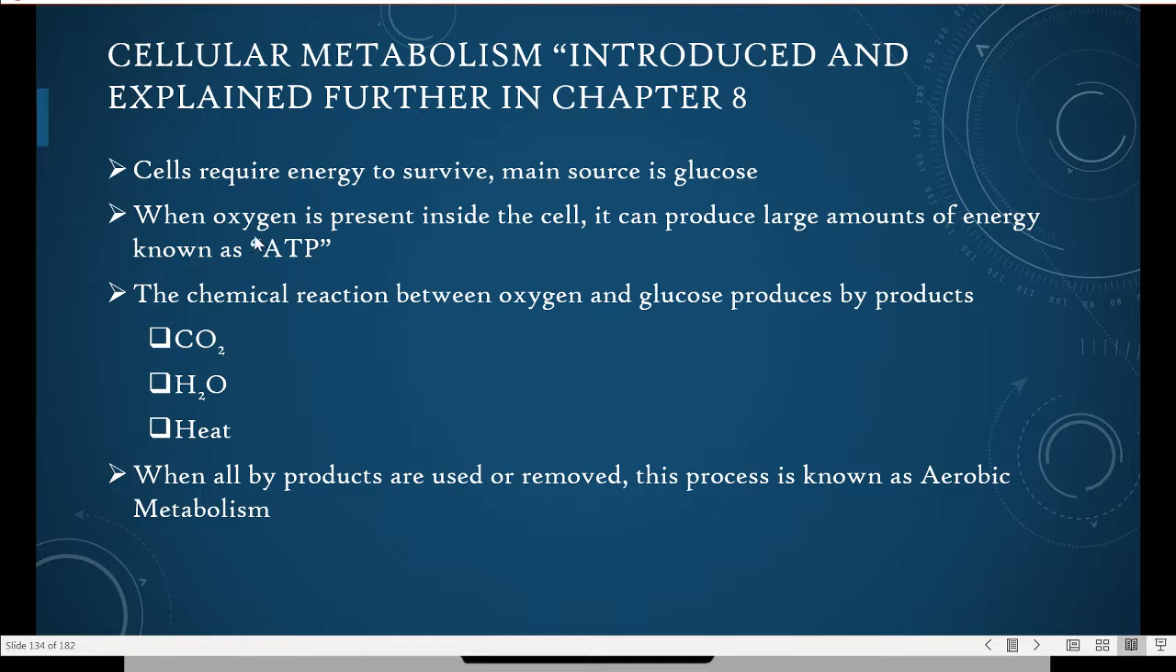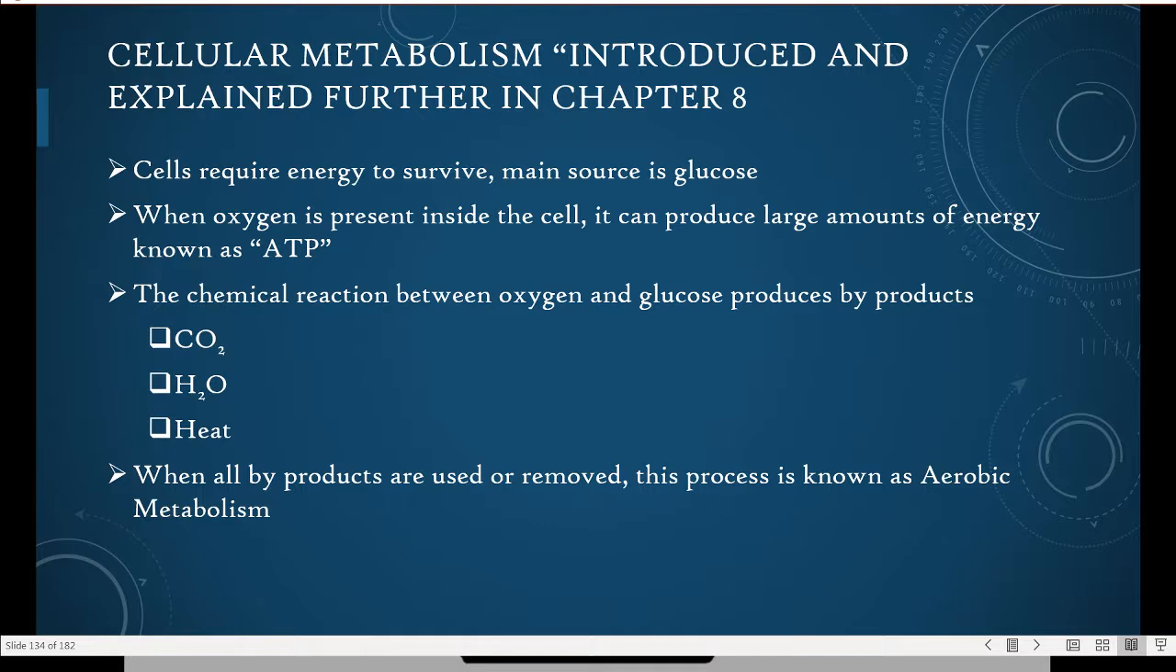Cellular metabolism. Cells, remember, cells make what? Tissues. Tissues make what? Organs. And organs make what? Organ systems. And so what ends up happening here is the cell has to have energy to survive in order to build tissue. They just don't get born, and if you don't feed them, they'll die. Their food is oxygen and glucose. And once oxygen comes into the cell and glucose is there waiting on it, you're going to have a reaction.